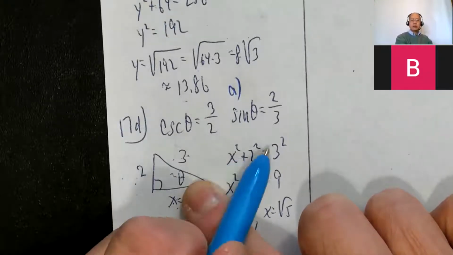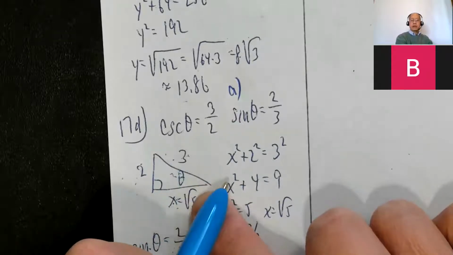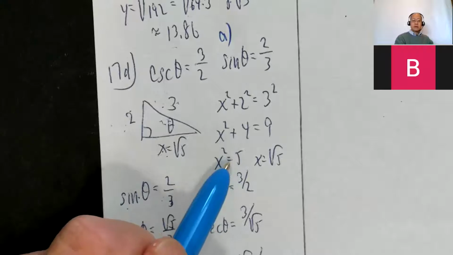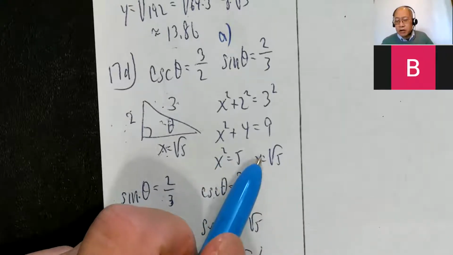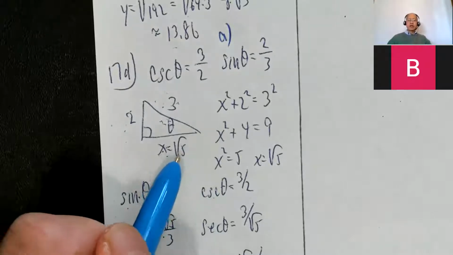X squared plus 2 squared equals 3 squared. A squared plus b squared equals c squared, right? So x squared plus 4 equals 9. Subtract 4. X squared equals 5. So x equals radical 5. And by the way, just leave it as radical 5, exact answer. Don't change it to 2.2 or whatever. Just leave it. This is called the exact answer.